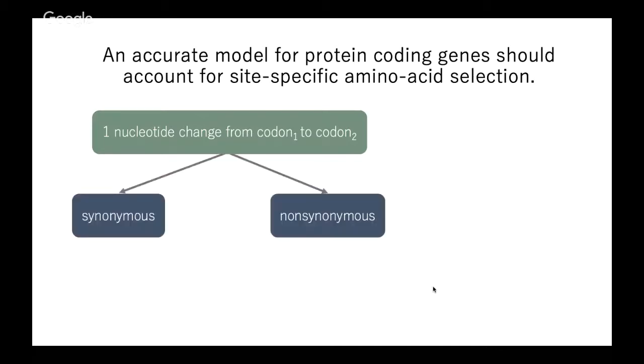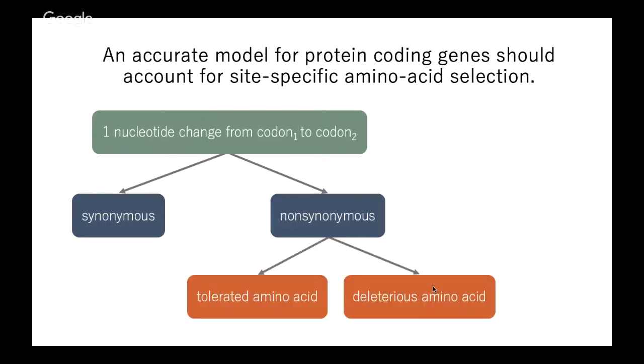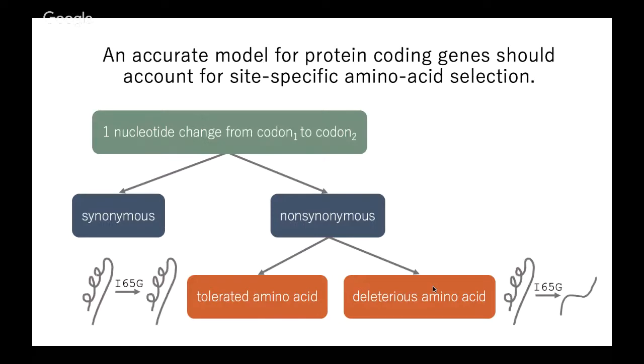If in our sequence we have a one nucleotide change from one codon to another, we want the model to be able to differentiate between a non-synonymous or a synonymous change. But if the change is non-synonymous, we want to be able to differentiate between whether or not the new amino acid is a tolerated amino acid or a deleterious amino acid. And what I mean by this is you could imagine that there's some change, perhaps isoleucine to glycine at site 65, where with this new change, the protein is still able to fold and perform its function. But you could also imagine that the same change somehow breaks the protein. It's no longer able to fold or function. And so we would call this a deleterious amino acid.